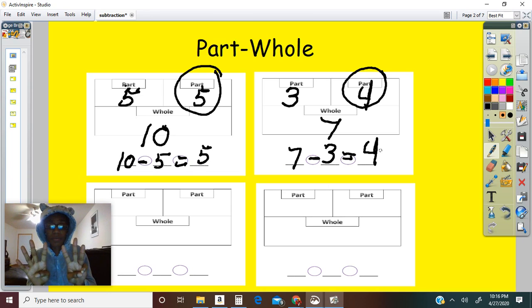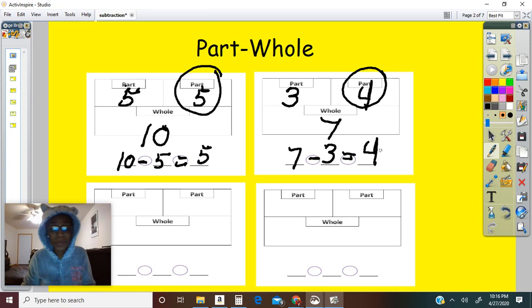3, 4, 5, 6, 7. I counted 7 as a whole. So that means that 7 minus 3 is going to leave us with a part of 4. Let's take another step further with a harder problem.